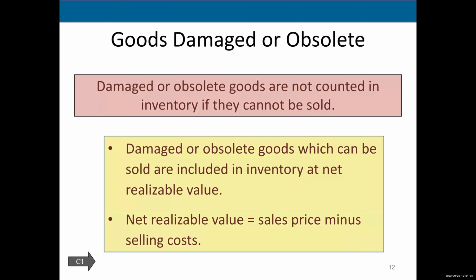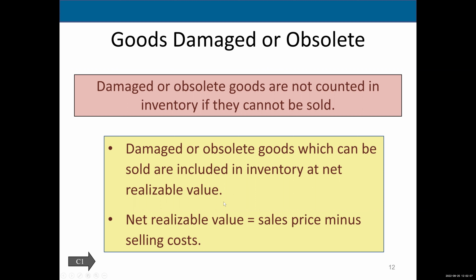Let's talk about goods that have been damaged or become obsolete. If you have damaged or obsolete goods, but they can be sold, they would be included in inventory at realizable value, meaning the sales price minus the selling cost, right? So if it is partly sellable, then you can put it in the inventory and cost it out. If it's totally gone, then you don't include it.